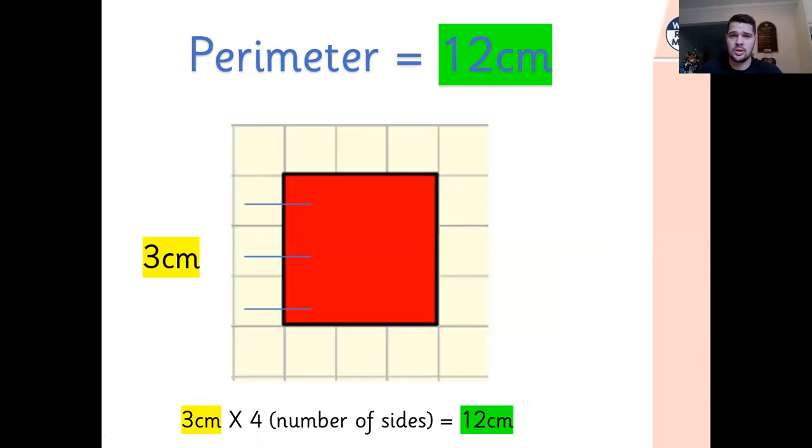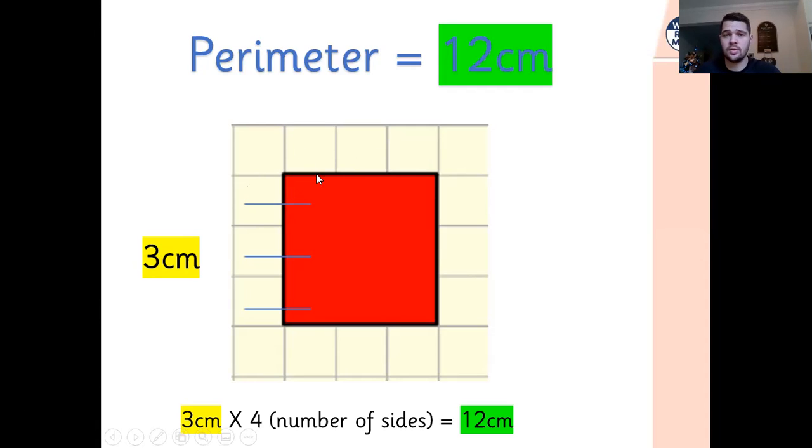Let's have a look at a square now. Think about what facts we know about a square. Hopefully you're starting to begin with how all of the sides are of equal length.